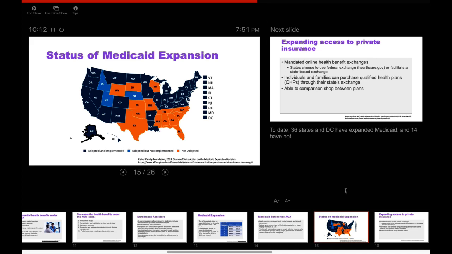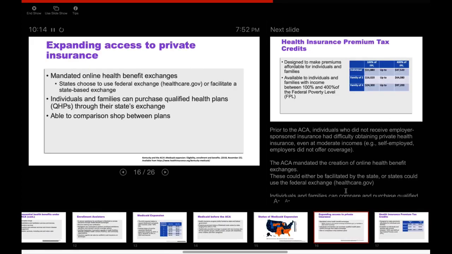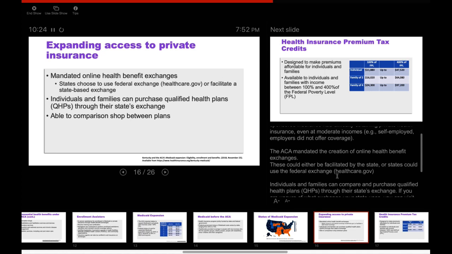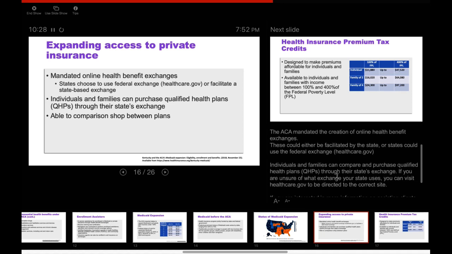Prior to the ACA, individuals who did not receive employer-sponsored insurance had difficulty obtaining private health insurance, even at moderate incomes. For example, it was difficult for people who were self-employed or who had employers who did not offer coverage. The ACA mandated the creation of online health benefit exchanges. These could be either facilitated by the state, or states could use the federal exchange at healthcare.gov.